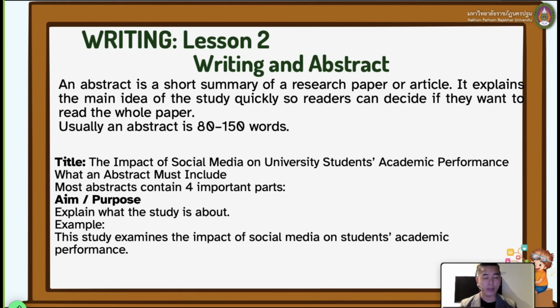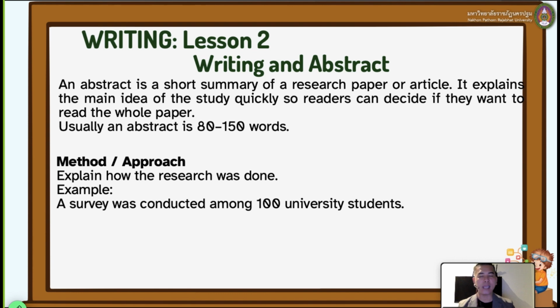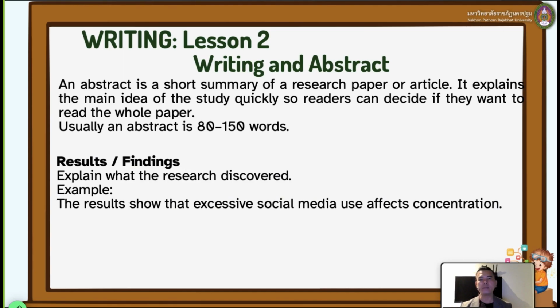This is the common basic part of the abstract. Explain what the study is about. Example, I said there, the study examines the impact of social media on students' academic performance. That's the aim. The method or the approach: a survey was conducted among 100 university students and more. Okay? Explain how the research was done. Results: explain what the research discovered. Okay? Or the findings.